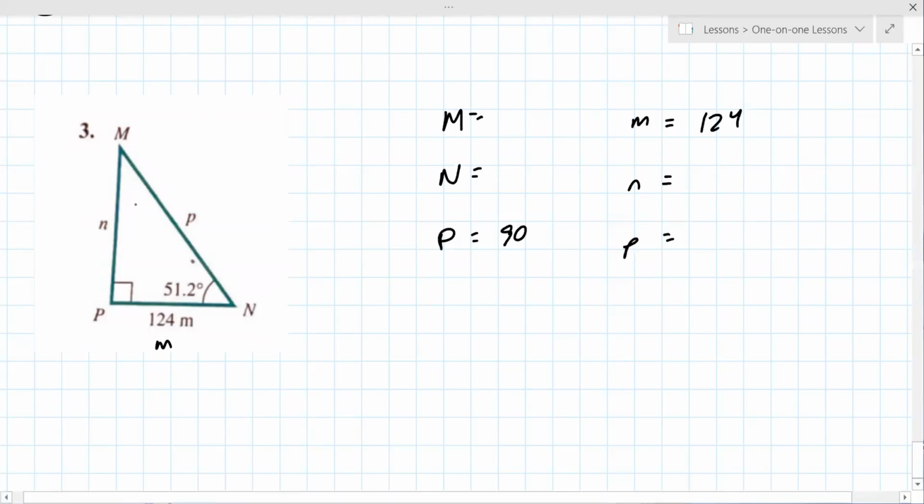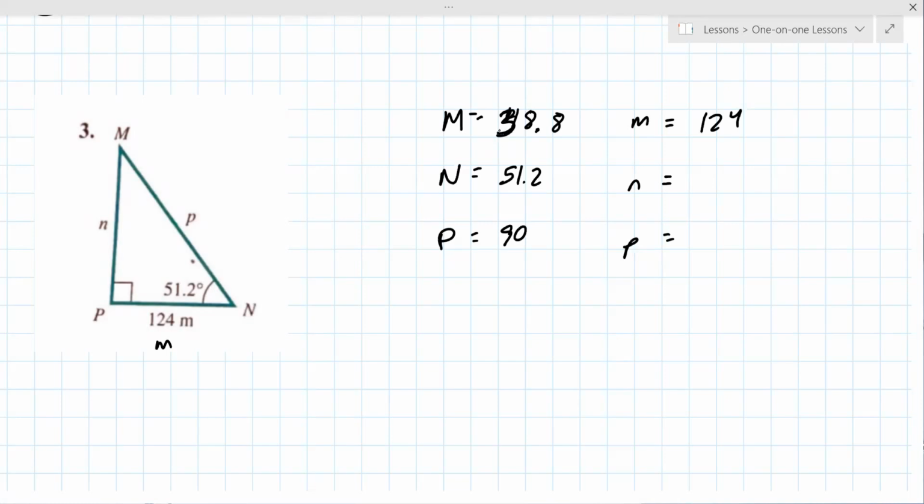So the other angle, we do have angle N, it's 51.2. To find angle M, you're just subtracting it from 90. So that's 48.8. No, that's 38.8. And the rest is more complicated, so I want to get to that.